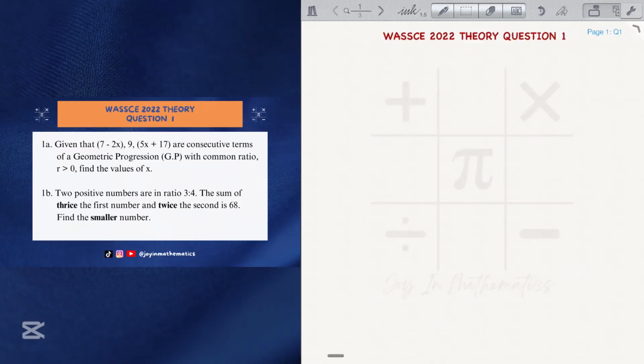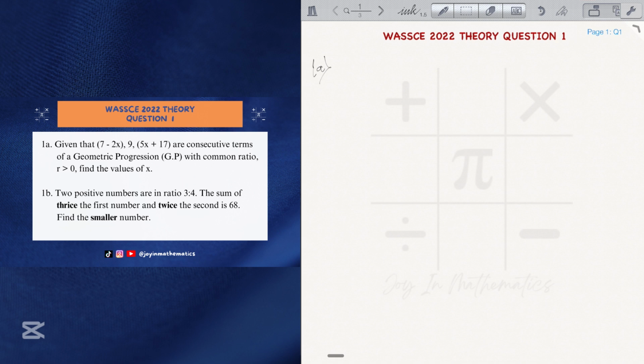Now let's start the theory section of WASSCE 2022 and we will begin with question 1. Question 1 has 1A and 1B embedded in it. So let's begin with 1A. The 1A is a question on geometric progression.